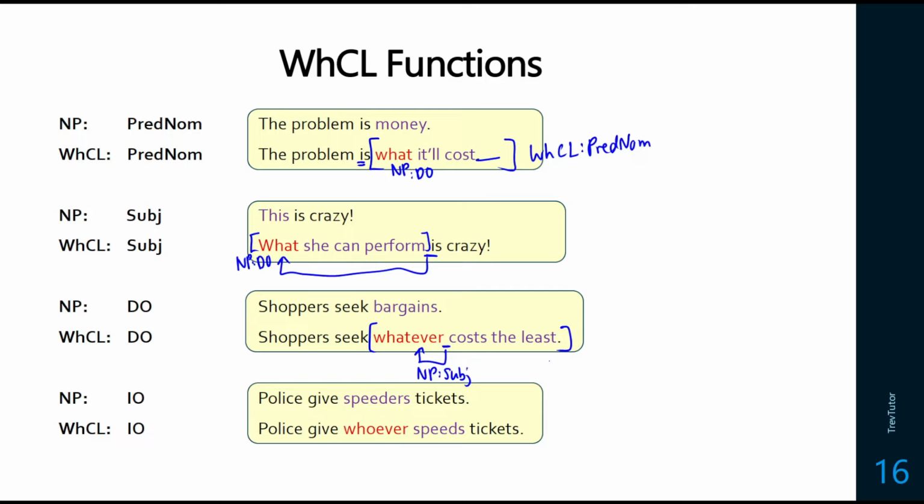And then we can even see indirect objects here. Police give speeders tickets. So tickets are being given to speeders. So we can say police give whoever speeds tickets. So someone is speeding, that's being moved to the front. So the thing hosting it is an NP subject, but the entire clause is a WH clause indirect object. And we're going to see their internal structure in the next subsection.